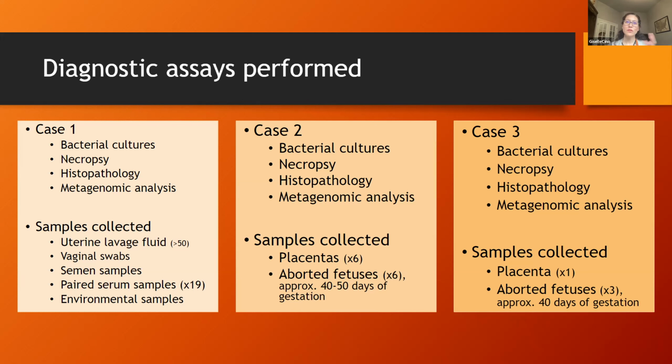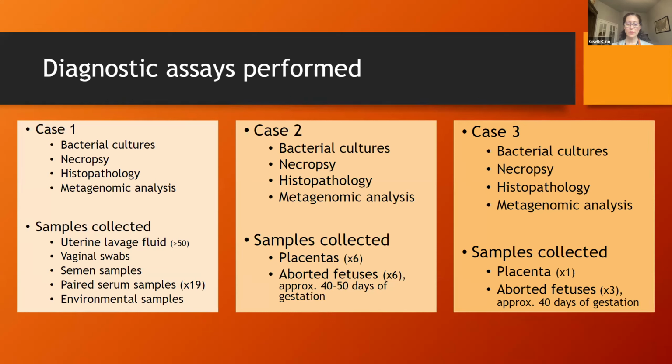Semen samples, of course, you get a stock of semen samples, and they were testing them every time they would get a new stock of semen in the place. They did paired serum samples on about 19 of the clinically affected animals. Out of those 3,500, I cannot remember exactly, but about 19 or 20 animals were affected.